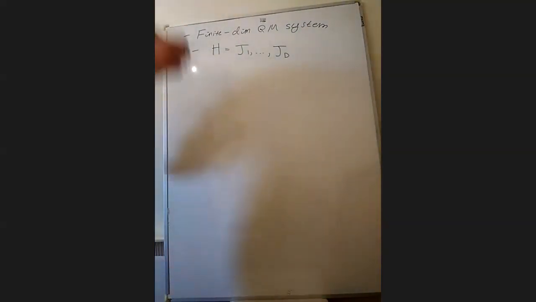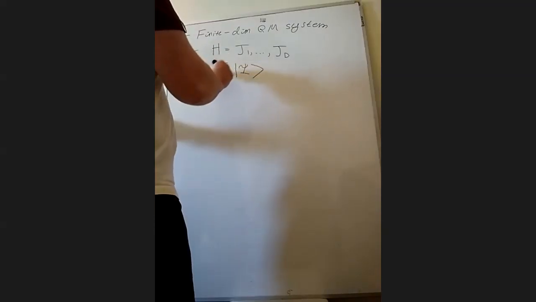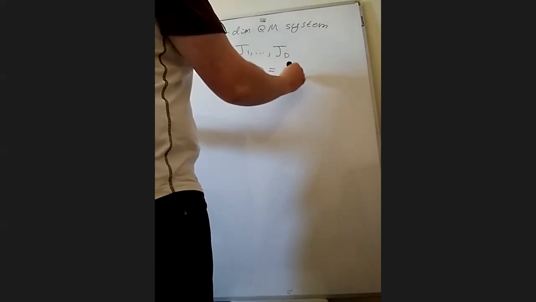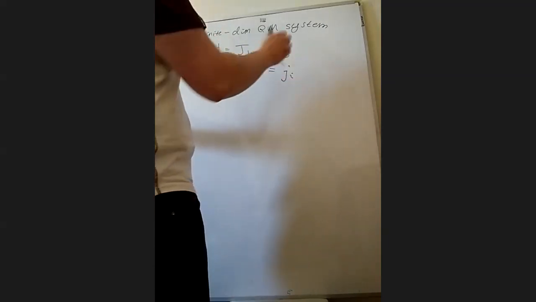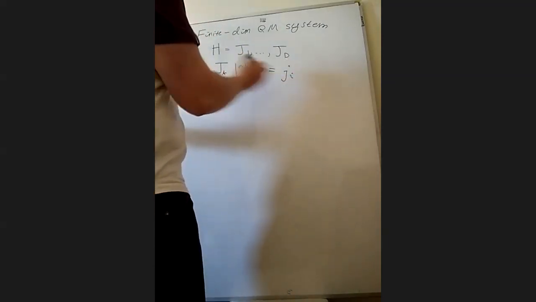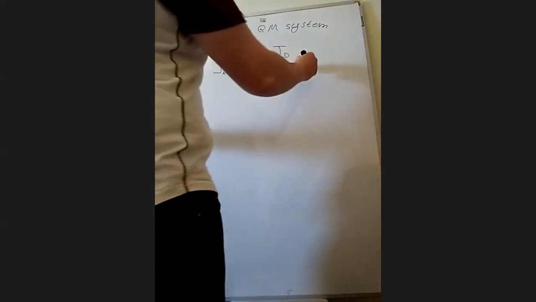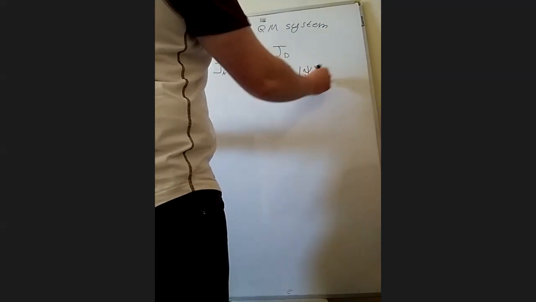So what we really want to do is find the wave function of these operators. We want to construct the eigenstate such that this is an eigenstate. Maybe K is a better letter for blackboard purposes. So they have some eigenvalue lowercase j subscript k.